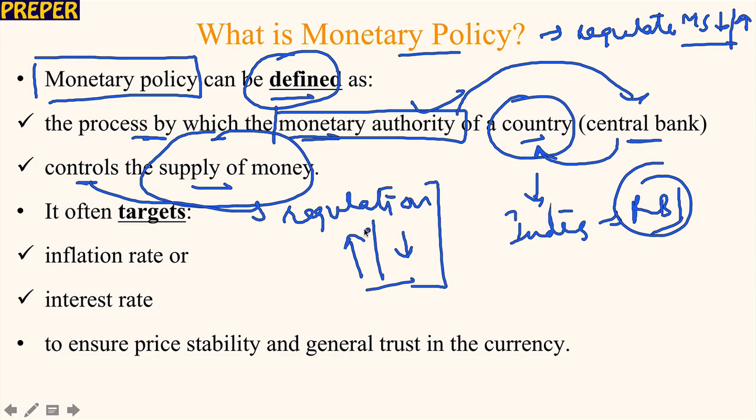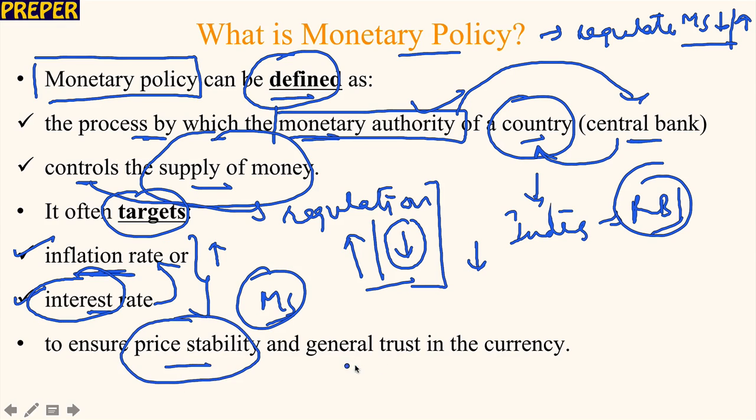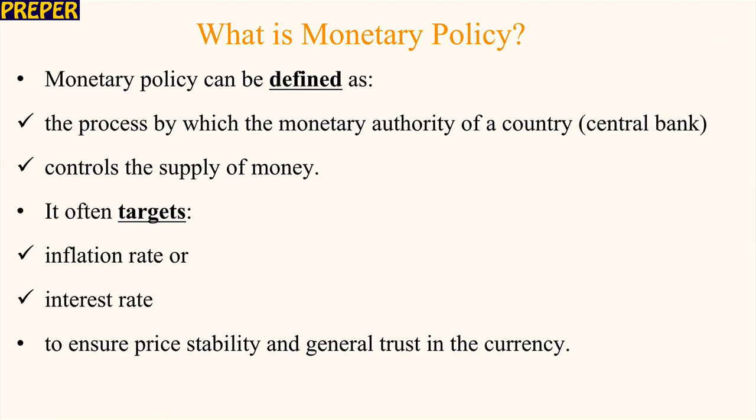So why does the central bank need to regulate the supply of money? It often targets two things. It targets the inflation rate in the economy, or it also targets the interest rate in the economy. If the inflation is too high, it would regulate the money supply, it would reduce it so that inflation also reduces. It can also regulate the interest rate in order to control inflation. So it targets both of these things in order to stabilize the money supply in the economy, to ensure price stability and general trust in the currency. Whatever currency you adopt, it has to be stable, and that stability can only be ensured if central bank makes sure that money supply in the economy is regulated. So that is what monetary policy is.